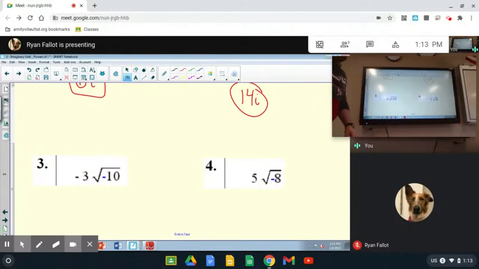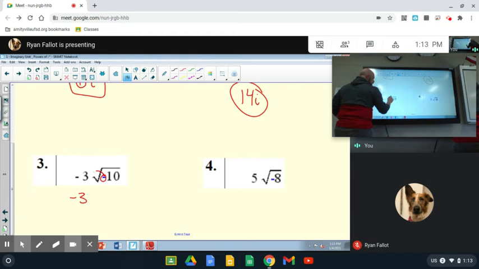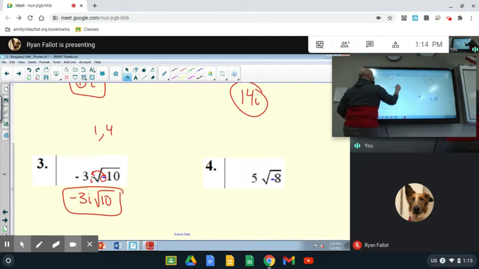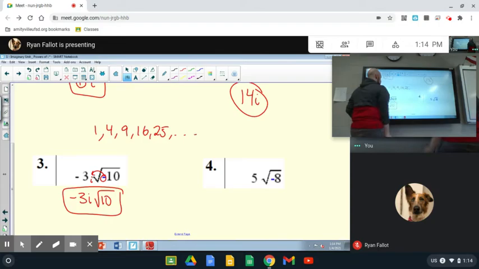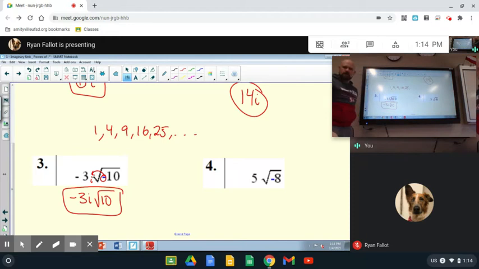So pause it right now. Okay, we have negative 3 times radical negative 10. This negative comes out and becomes an i. So it's negative 3i radical 10. Can we simplify radical 10? Well, remember our perfect squares. We have 1 squared is 1, 2 squared is 4, 9, 16, 25, etc. The largest one of these numbers that goes evenly into 10 is just 1. So you can't simplify it. It just stays 10. So it's going to stay negative 3i radical 10.